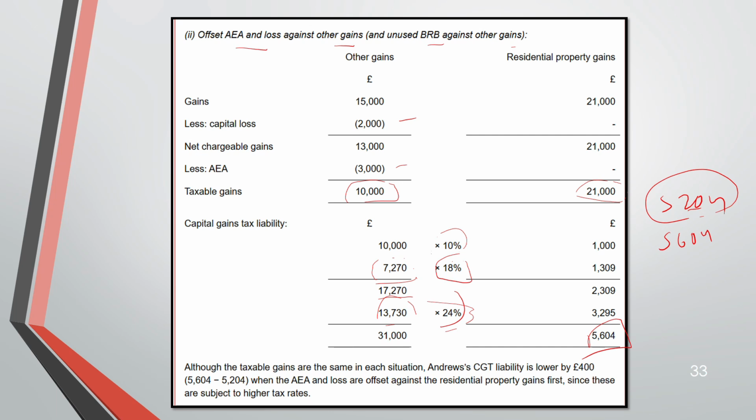I'm sorry, not 10,000, the total 31,000. There it was 15 and 16, here it's 10 and 21. Taxable gain, the total taxable gain is 31,000, but the CGT is less in this case. Okay, it is lower by 400. So the ideal situation is the first one. Set off AEA and loss against residential property gain and basic rate band against other gain.